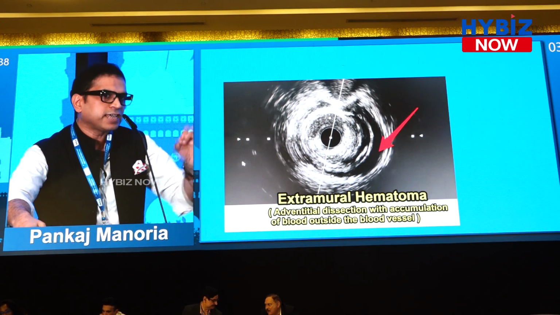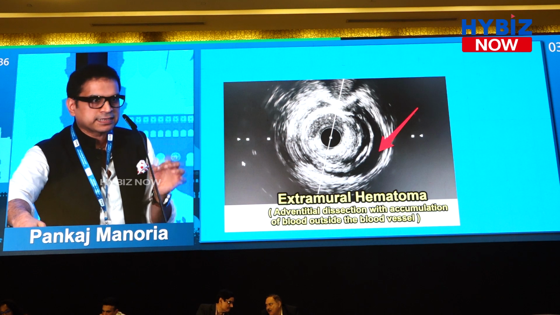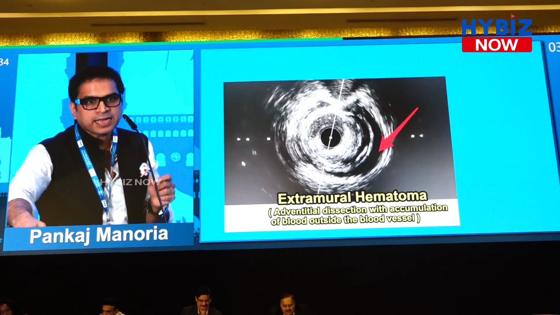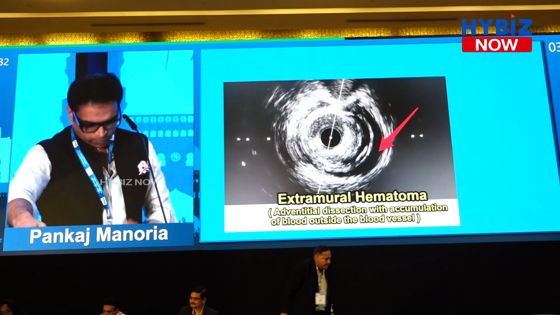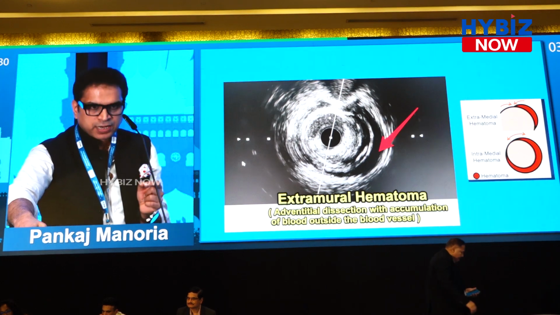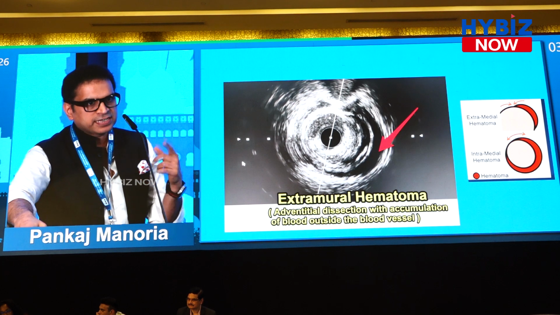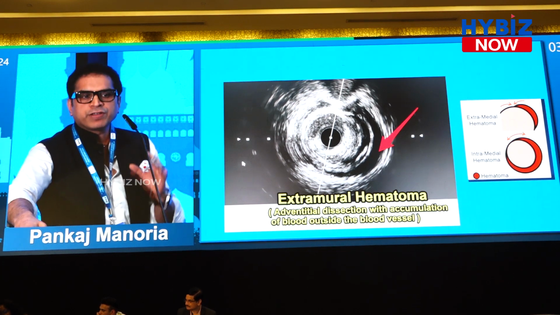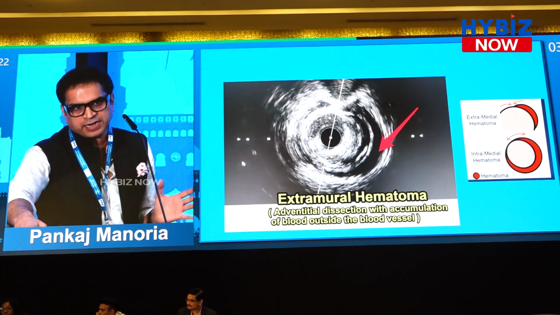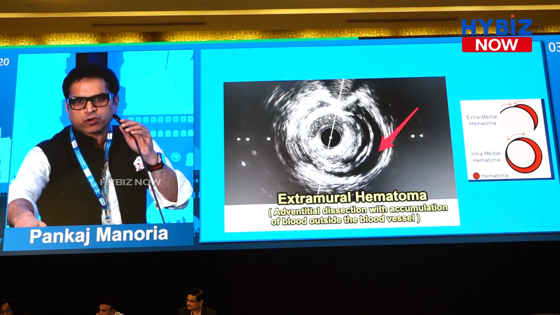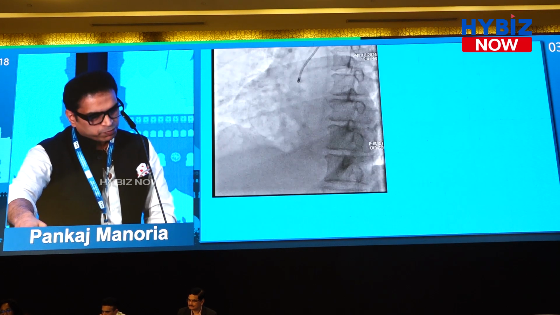So, whenever you see extramural hematoma, this is a sign of impending perforation. Intramural hematoma is a sign of impending vessel closure. Extramural hematoma is a sign of impending perforation. So once we see this extramural hematoma, we need to stop here. We don't have to do further dilatation because this can be a catastrophe and can cause perforation.